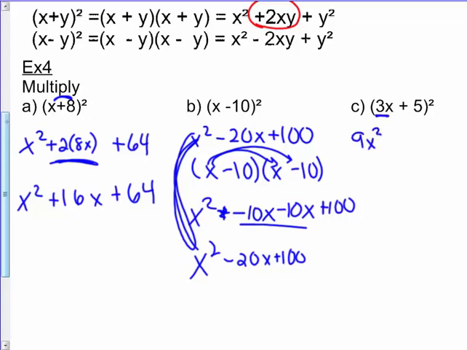So in the last one, 3x. Well, if I square both things, that's 9x squared. And 5 squared is 25. And then how do I get my middle term? Well, 3x times 5 is 15, and it's double that. So that's where I get the 30x from.